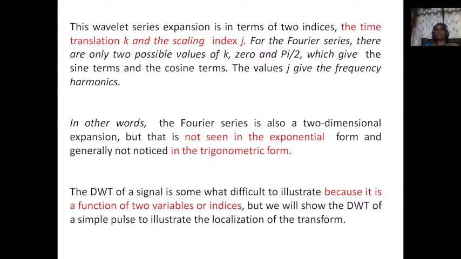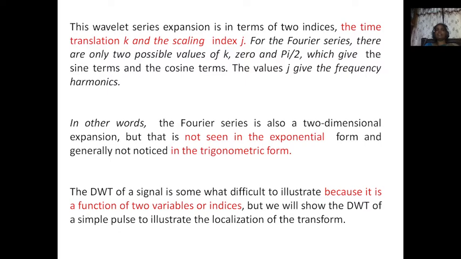This value J gives the frequency harmonics. In other words, the Fourier series is also a two-dimensional expansion, if you represent the Fourier series by using the exponential form instead of the trigonometric form.